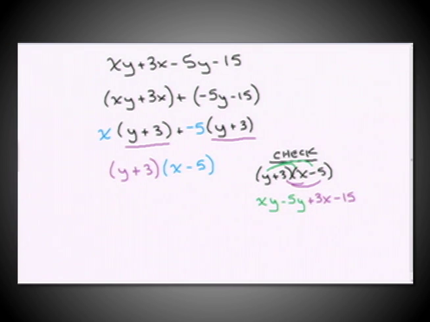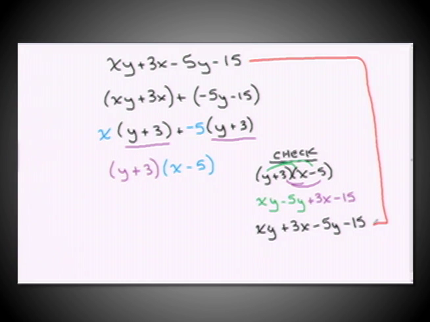Now, as long as we travel the sign with each of the terms, addition is commutative. So we can rearrange these terms so that they fall in the same order as our original polynomial. So xy plus 3x, traveling the sign with the term, negative 5y and negative 15, gives us the same polynomial that we began with. Therefore, y plus 3 times x minus 5 is the factored form of this polynomial.